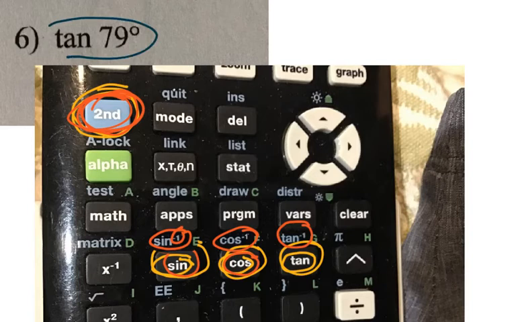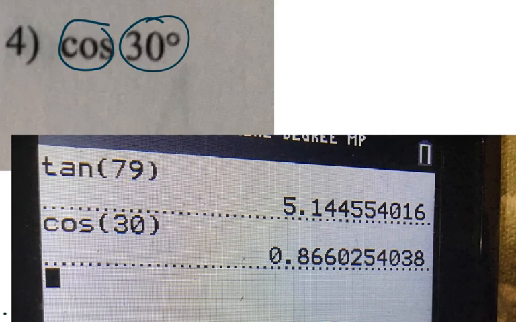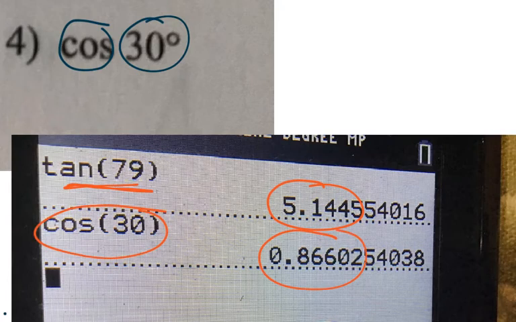So how do we do the tangent of 79? We're simply going to press the tangent button, and we're going to type in 79. Okay? Likewise, we're going to type in cosine 30 degrees when we want to do cosine 30 degrees. Okay? And here should have been your results. The tangent of 79 degrees is 5.1445. The cosine of 30 is 0.8660. And so that's one thing I hope you learn, is knowing how to do sine, cosine, tangent on your calculator.